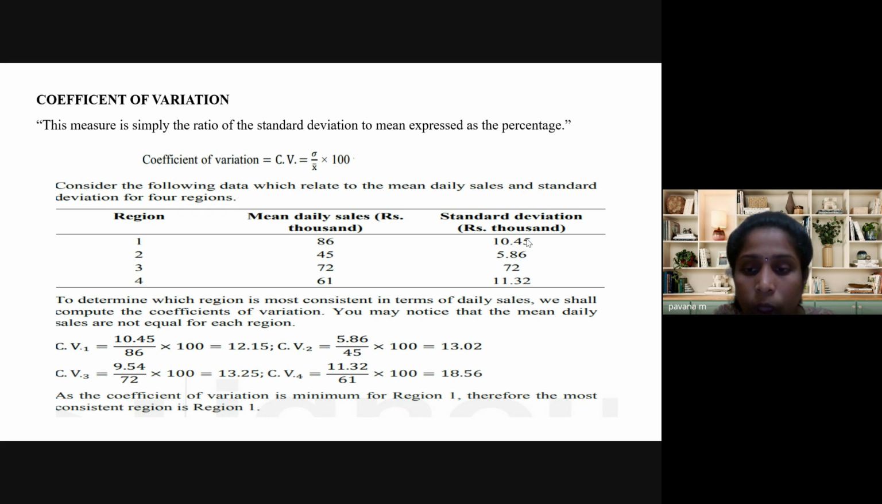As we already discussed, the lower the coefficient of variation, the more consistent. So among 12.15, 13.02, 13.25 and 18.56, the lowest value is 12.15, which comes from the first region. So the coefficient of variation is minimum for region 1, and therefore that region is more consistent. This is the calculation of the coefficient of variation.